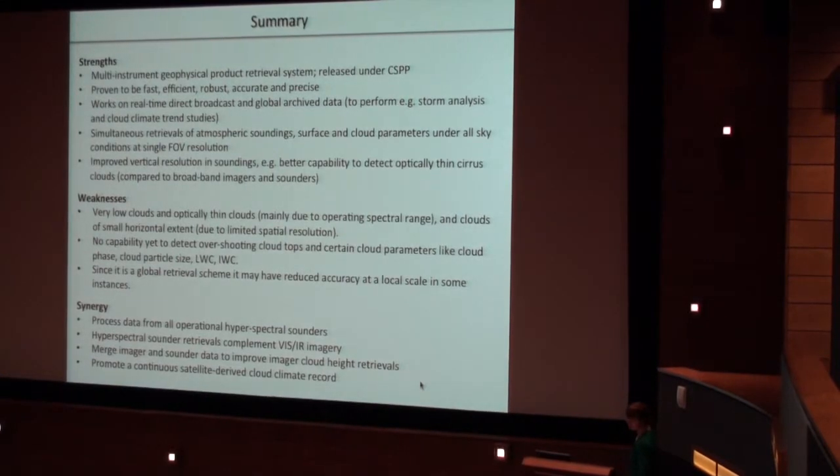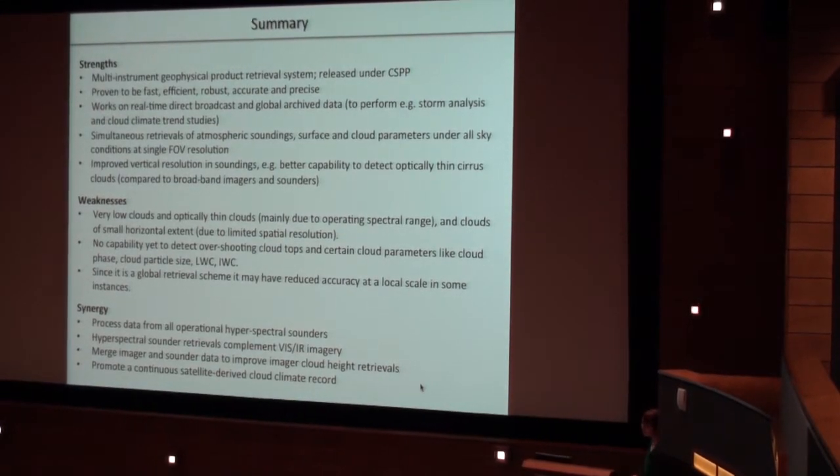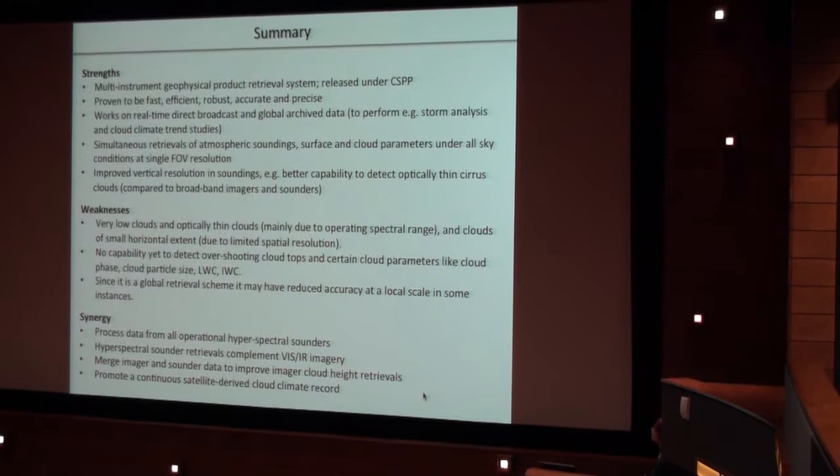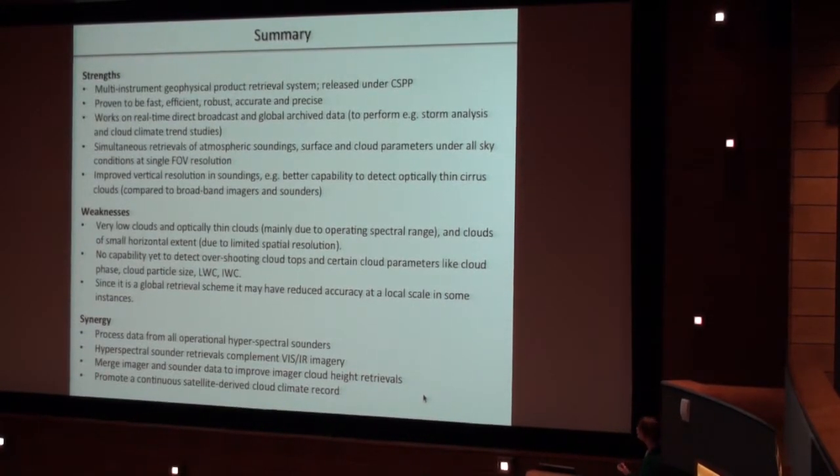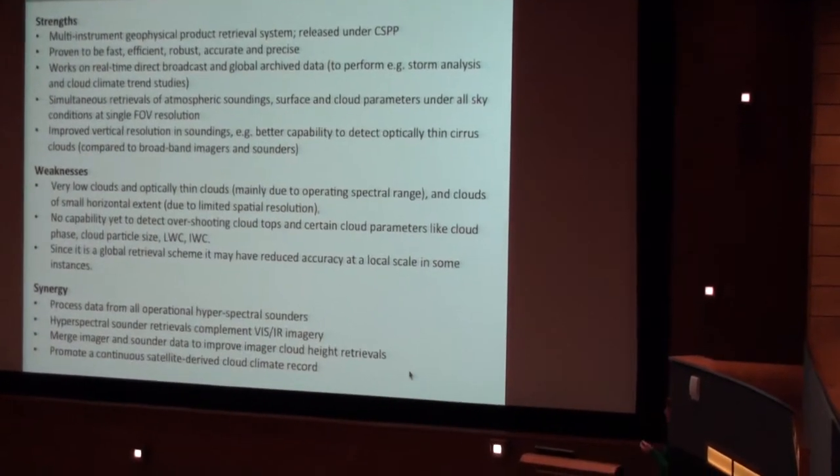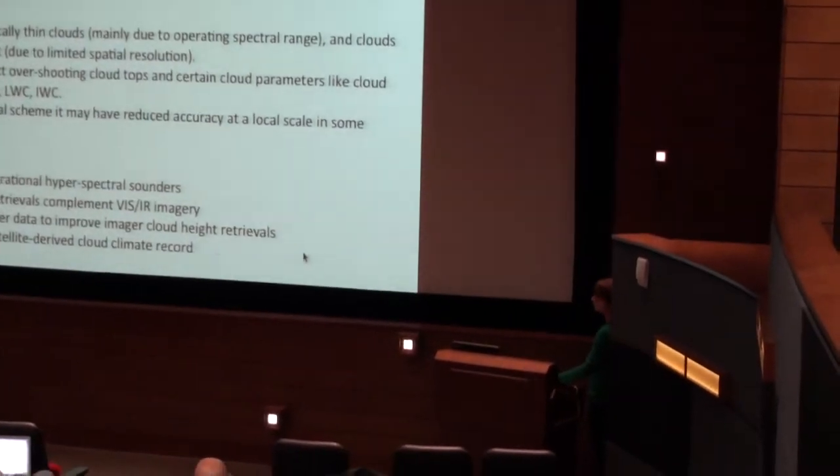Yeah, so that's my summary. What are our strengths? We have a multi-instrument retrieval approach. It is publicly available. It has been proven to be fast, efficient, accurate. I also want to mention that it's really easy to adapt this retrieval system to other hyperspectral sounders or to future hyperspectral sounders, whether they're on a satellite or on an aircraft. And if they're on a satellite, it doesn't matter if they're in a geostationary orbit or a polar orbit.